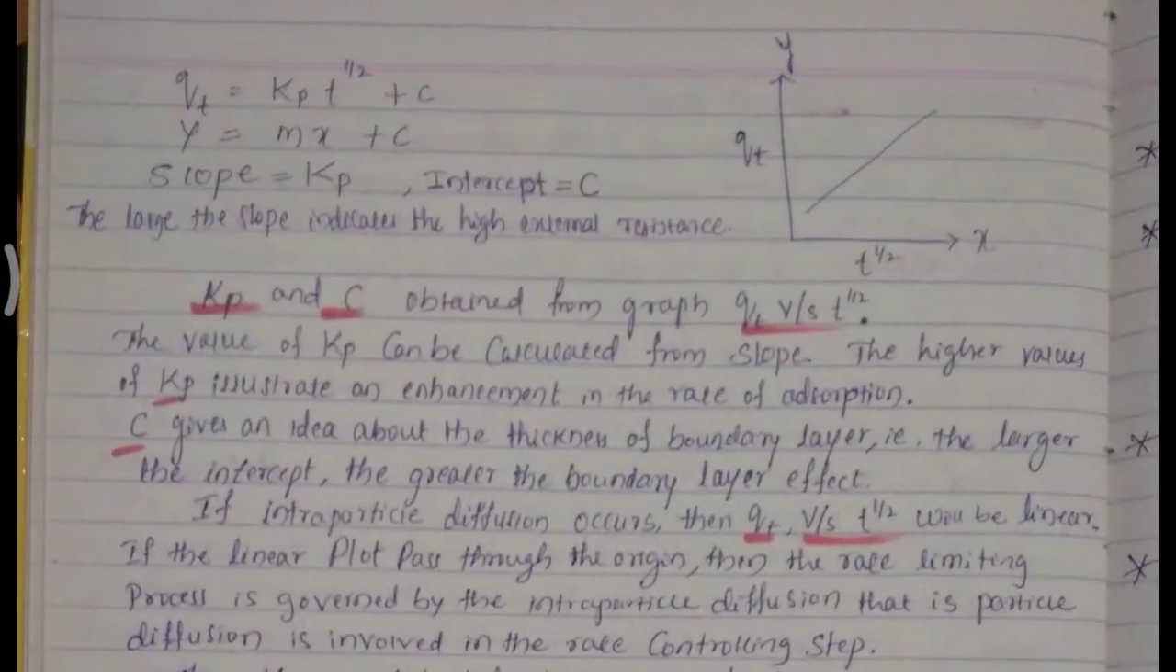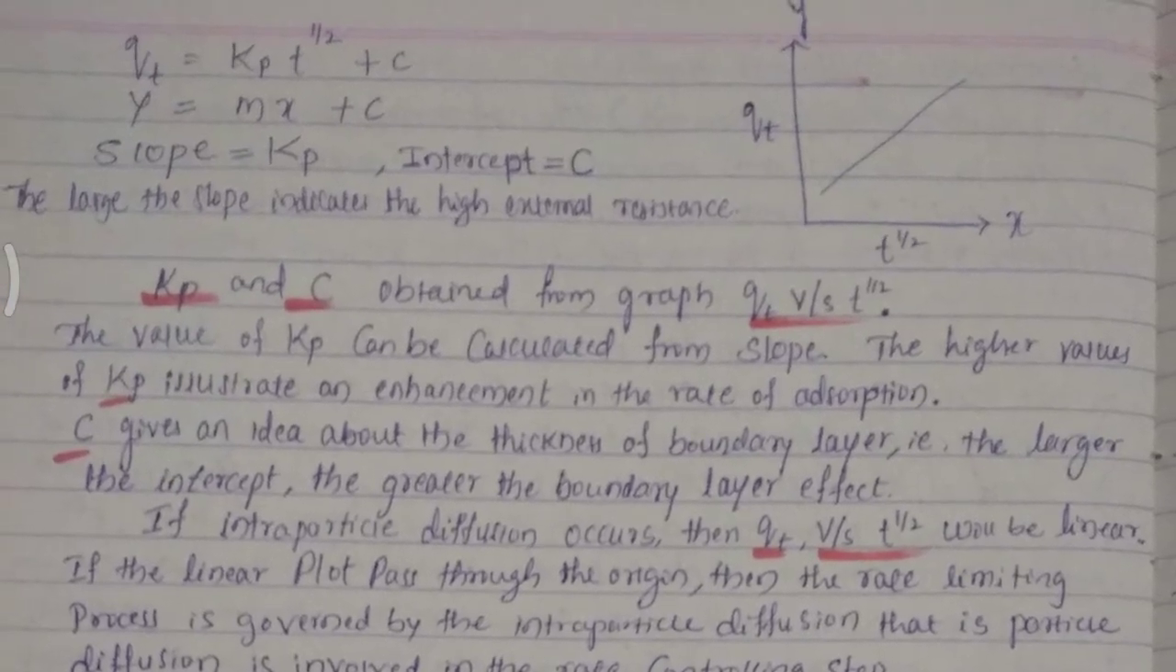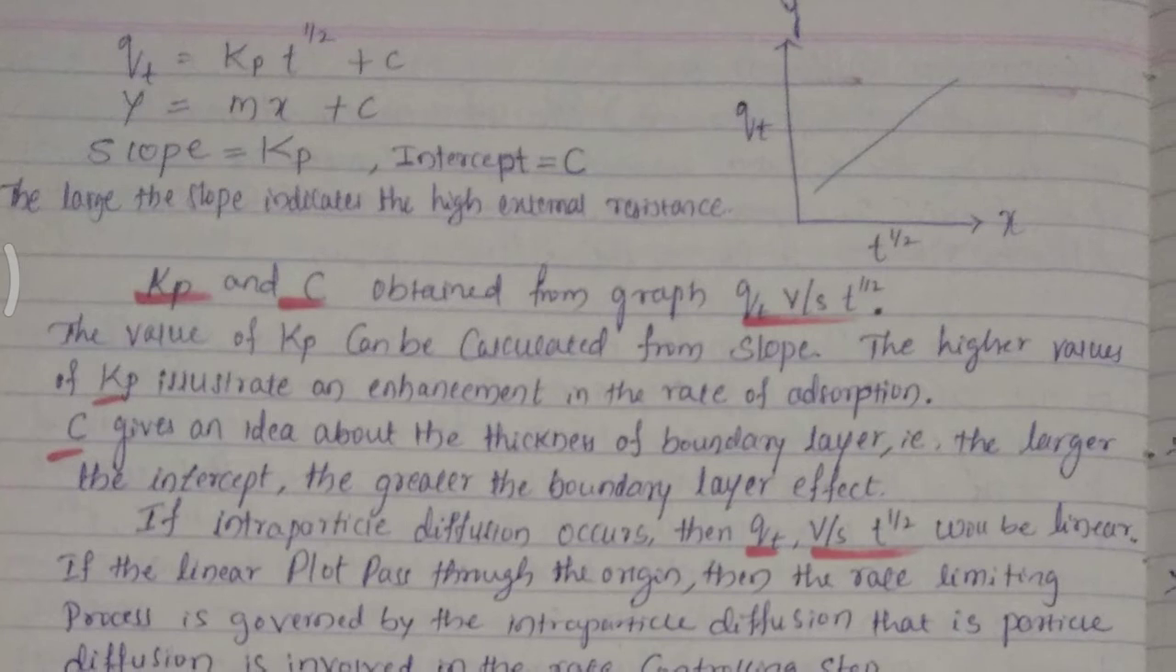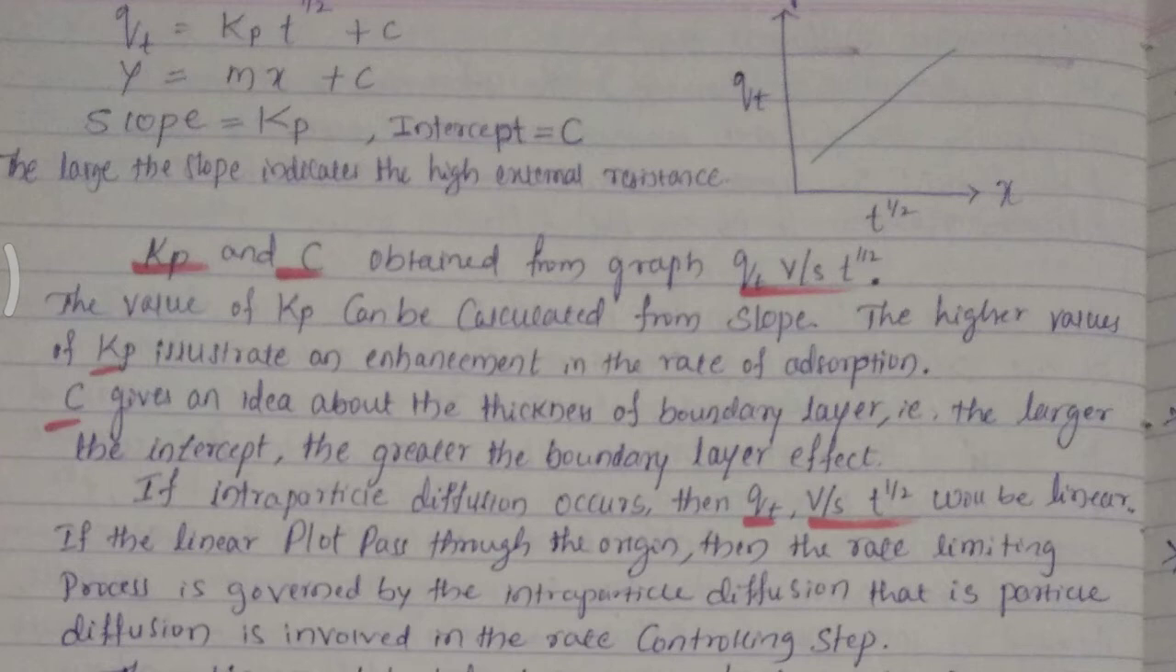We can find the slope and intercept by drawing the graph of Qt versus t raised to 1/2. You can compare the formula with y equal to mx plus c. From that we can get the intercept C and the slope Kp. The larger the slope indicates the higher external resistance. The value of Kp can be calculated from the slope. The higher value of Kp illustrates an enhancement in the rate of adsorption. C gives an idea about the thickness of the boundary layer. That is, the larger the intercept, the greater the boundary layer effect.